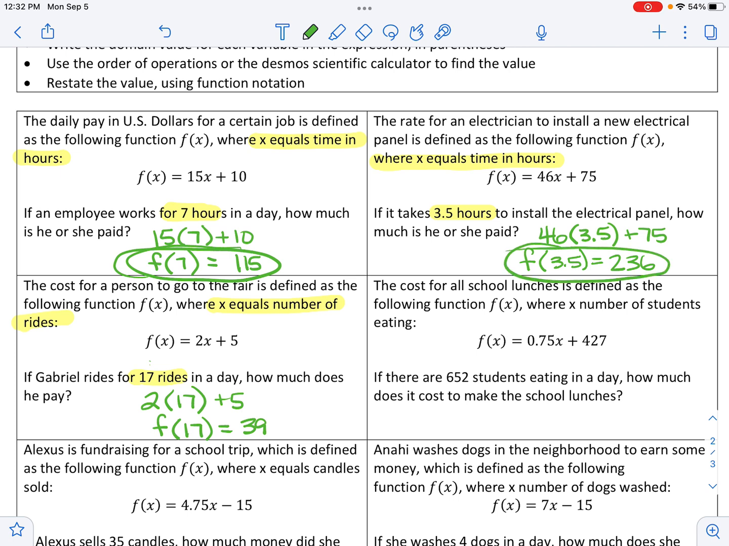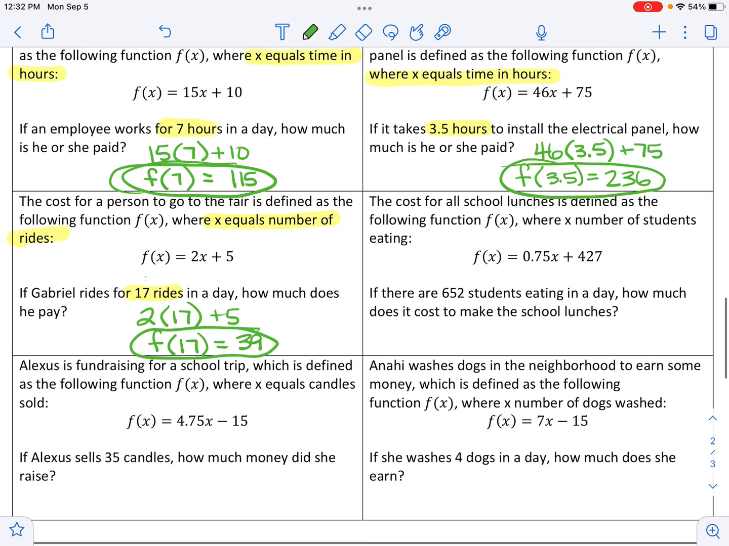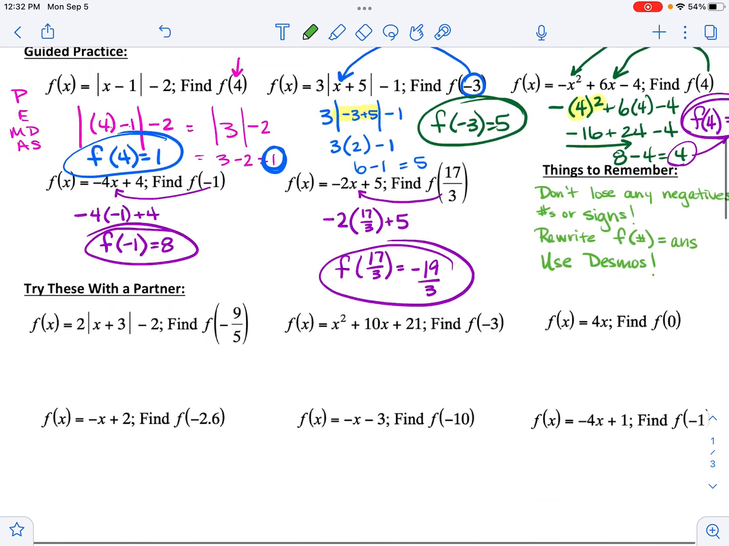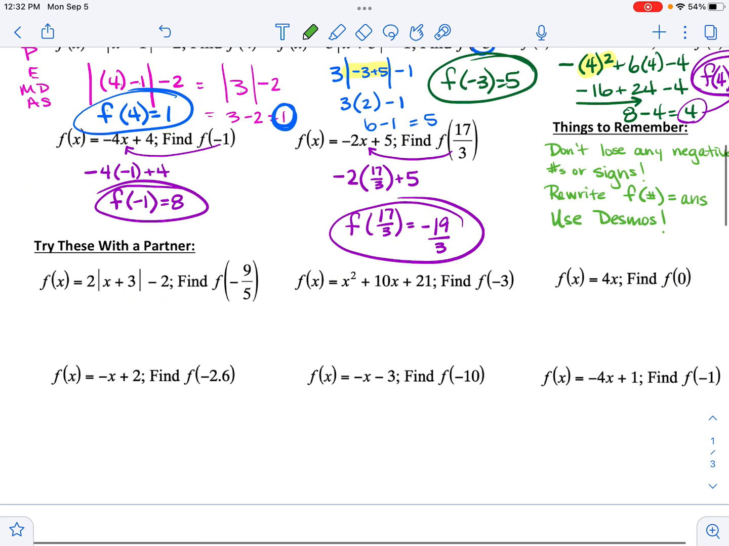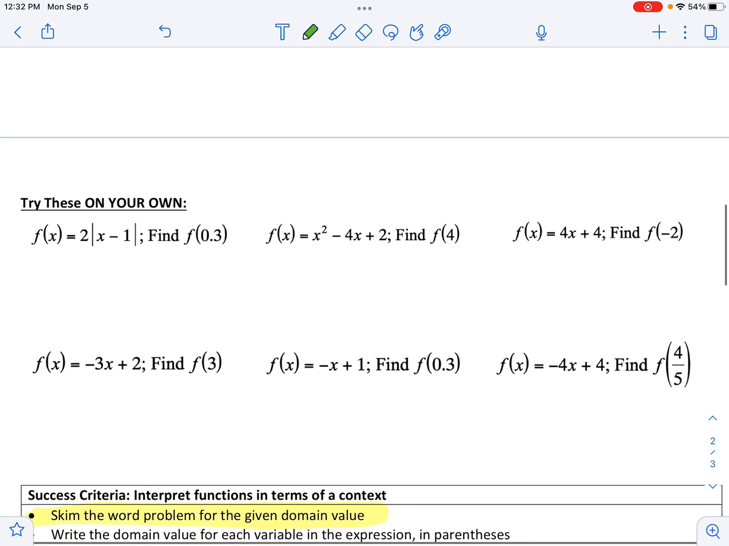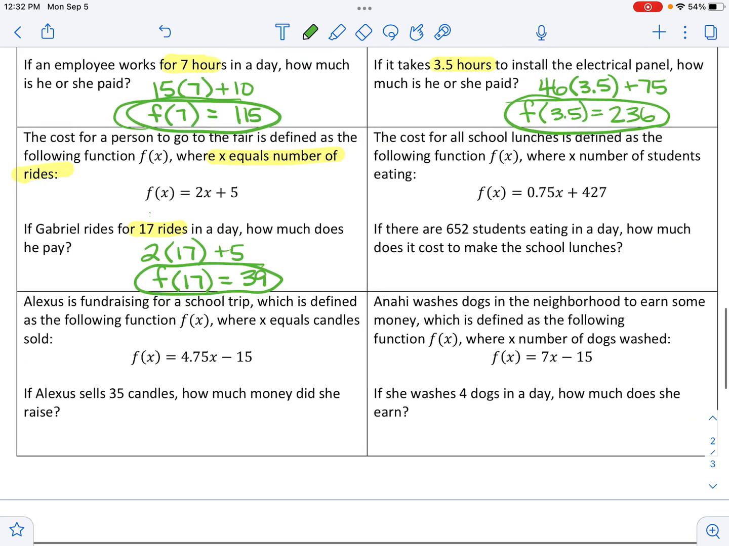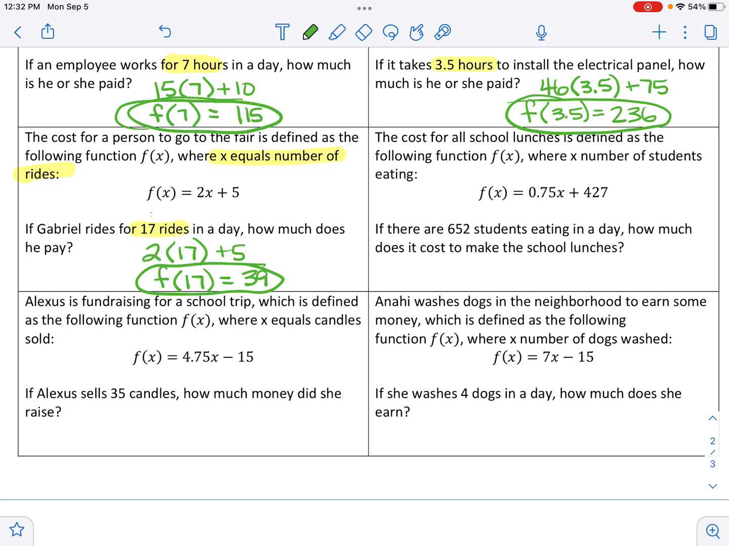You do the last 3 problems. So you should have today completed those 6 problems with a partner, these 6 problems on your own using Desmos, and these 3 problems on your own. Please then go on to Delta Math and complete any missing assignments that you have.